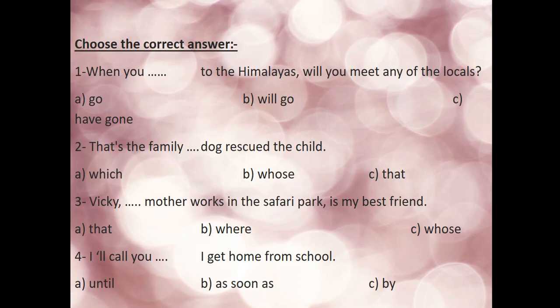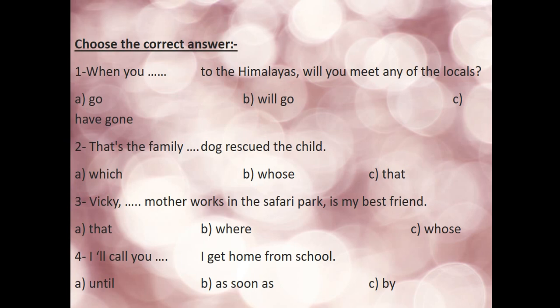Let's do some exercises here. Choose the correct answer. Number 1. When you go to the Himalayas, will you meet any of the locals? Or will go, or have gone. Here when means if, so I'm talking about something that could happen in the future. This is the first conditional of if. I would use: when you go to the Himalayas, will you meet any of the locals?